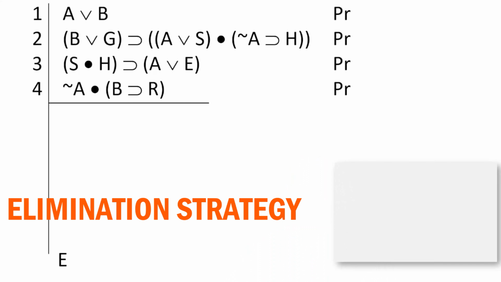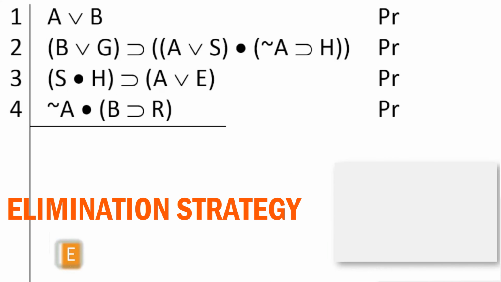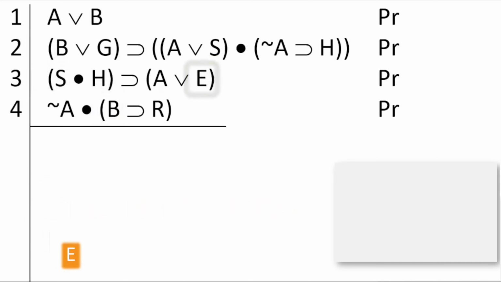The first thing we do is to try an elimination strategy. So we basically try to locate E in our premises. It occurs in exactly one place. In premise 3, it's hidden within the consequent. To get E, we would first have to get the disjunction A or E. And then we would need the negation of A to apply disjunctive syllogism to get E.